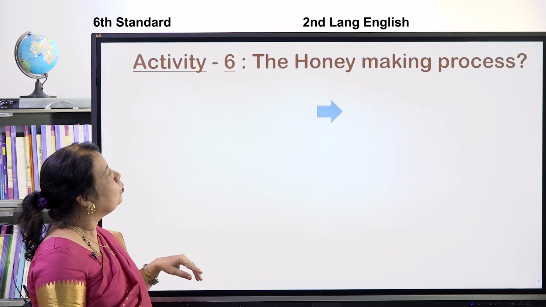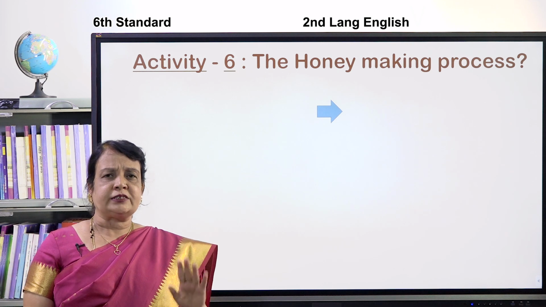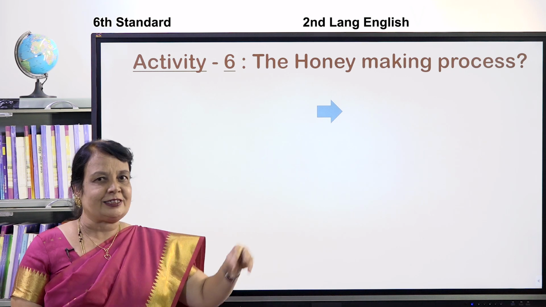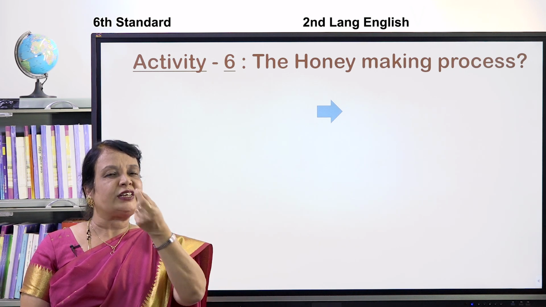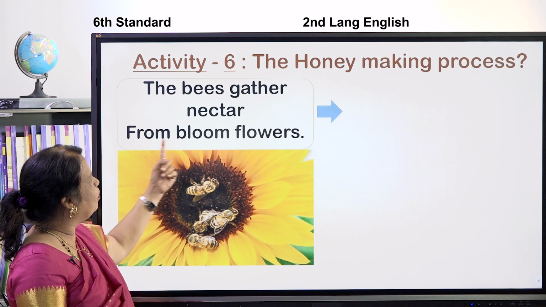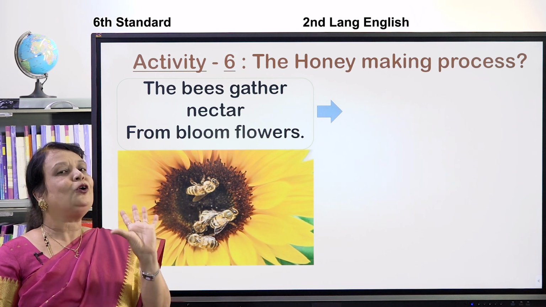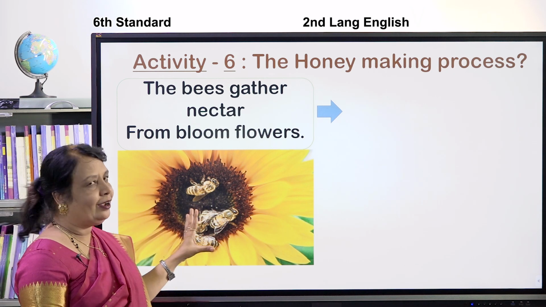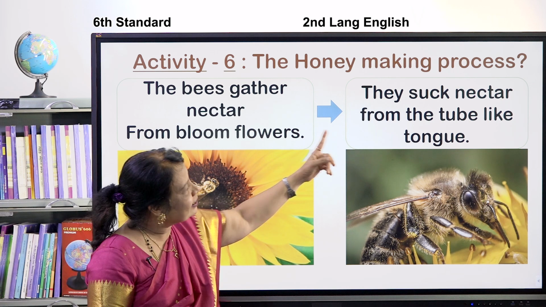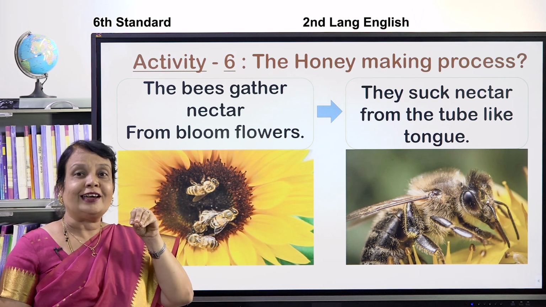The honey making process. Here, children, the honey making process means first we will have a look. See, children, first the honeybees go from flower to flower, isn't it, children? Yes, they fly from one flower to another flower. What do they suck? Yes, we'll look at the first one. The bees gather nectar from bloom flowers. Bloom flowers means which are very much bloomed. After collecting the nectar, what will it do? Yes, they suck nectar with their tube-like tongues. They will sit on the flower and they will, yes, children, suck.